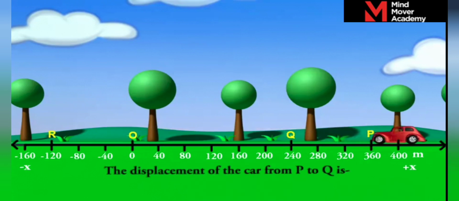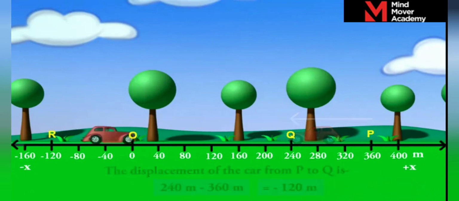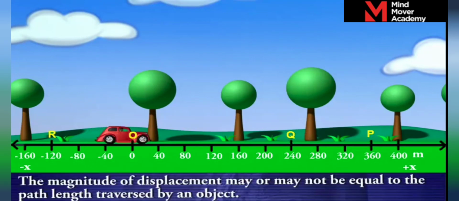Similarly, the displacement of the car from P to Q is 240 meters minus 360 meters equal to minus 120 meters. The negative sign indicates the direction of displacement. The magnitude of displacement may or may not be equal to the path length traversed by an object.